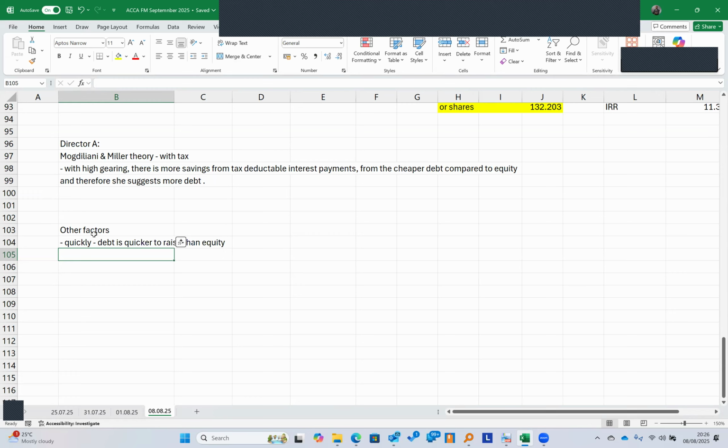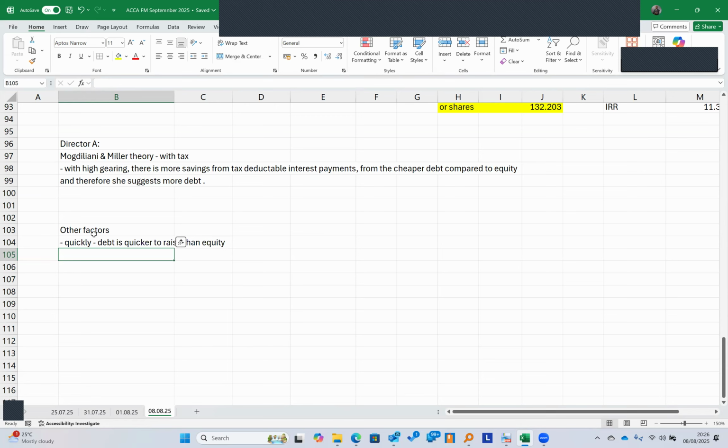Even if you are going to sell bonds and bills, still it is much easier for you to do so than to raise equity finance. So that is very important.